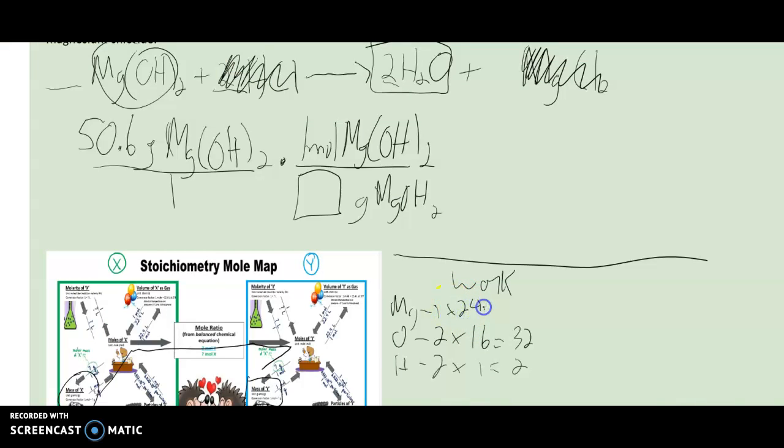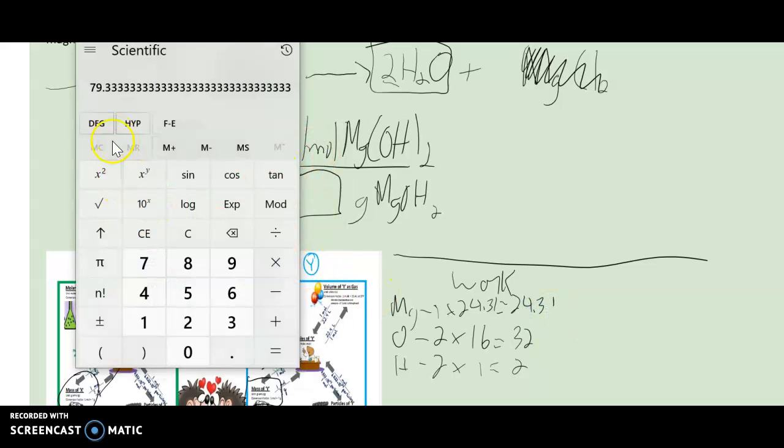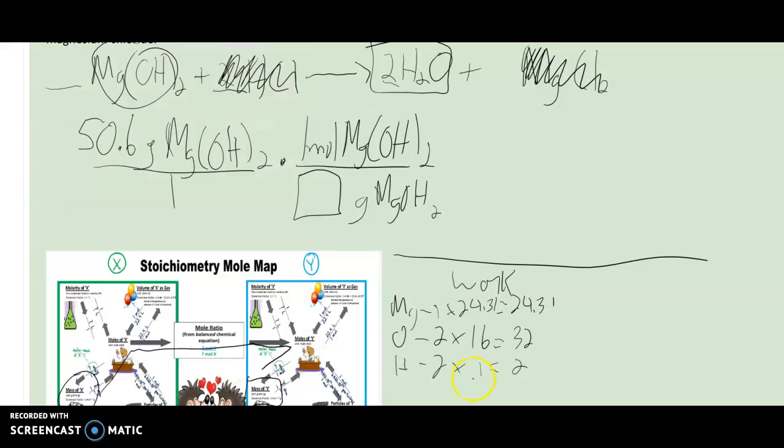Times 1, that equals 24.31. Great, and I've got to add all those together. So 24.31 plus 32 plus 2 equals 58.31. That's the number I'm going to put in here. Okay, cool. So I checked off that step.